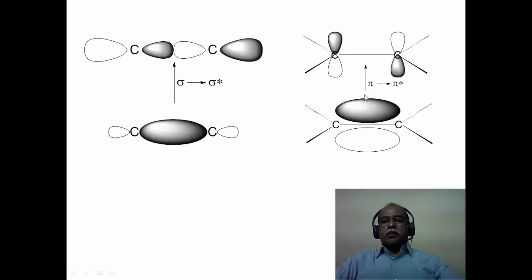In other words, a node is a point where there is a change in the algebraic sign of the molecular orbital going from this lobe to this lobe. For example, if this is a positive lobe, this would be a negative lobe in terms of the algebraic sign of the coefficient of the molecular orbital in these cases.